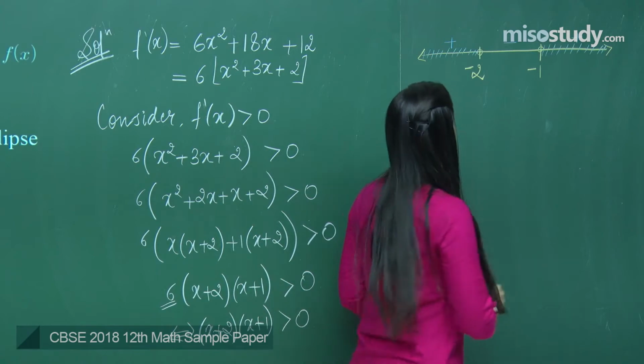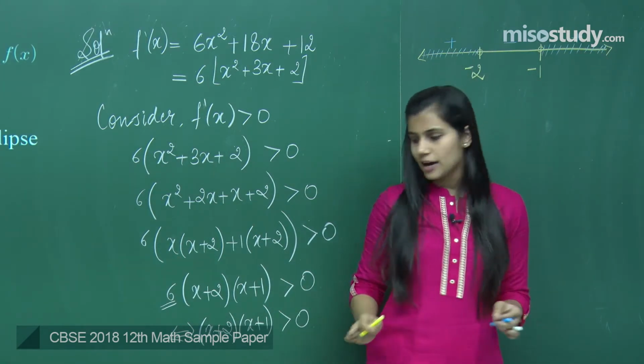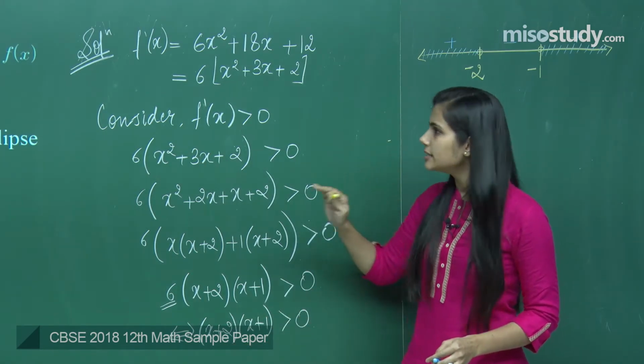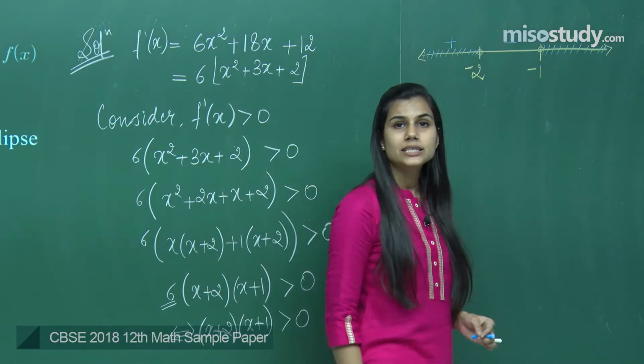That means for x's belonging to this portion and this portion, I have this product coming to be greater than 0. That means for those x's, I have f dash x greater than 0. So they happen to be my solutions.